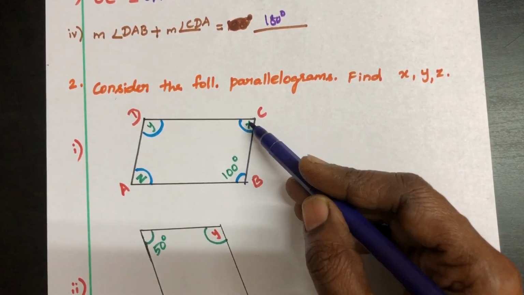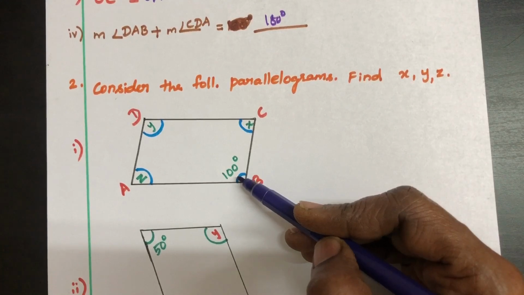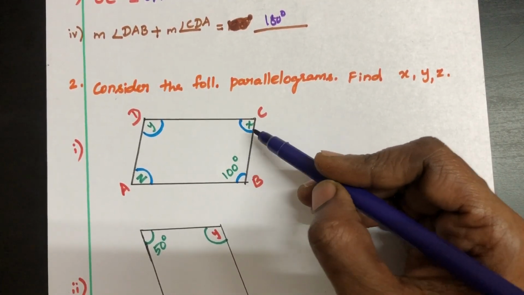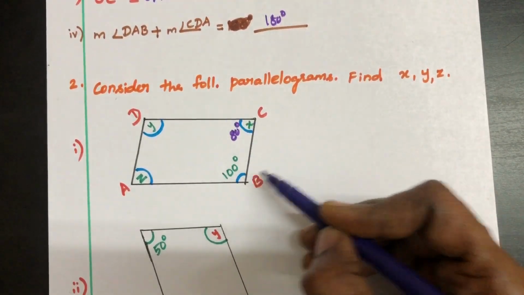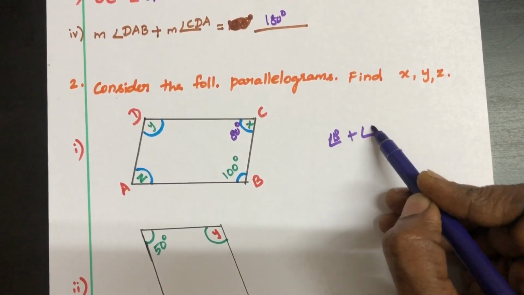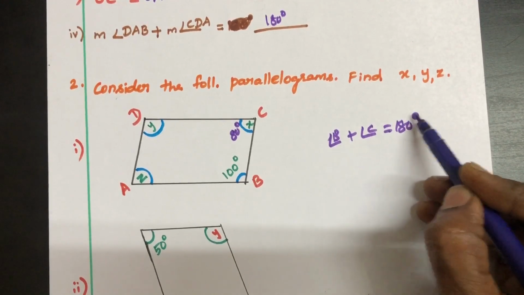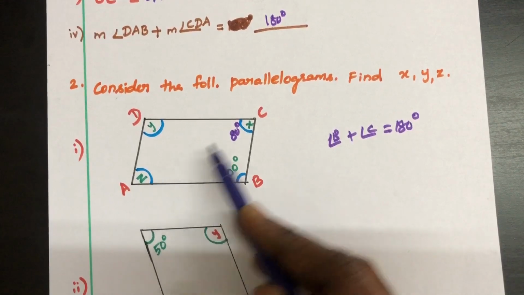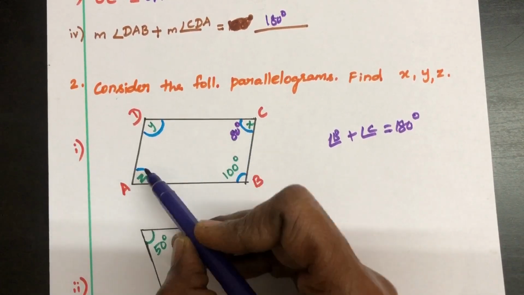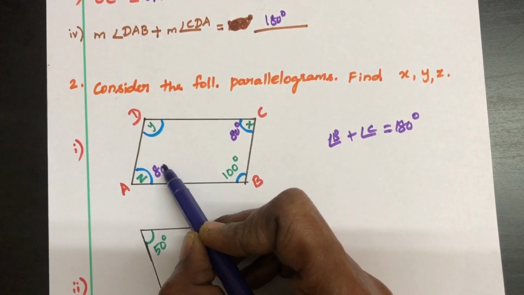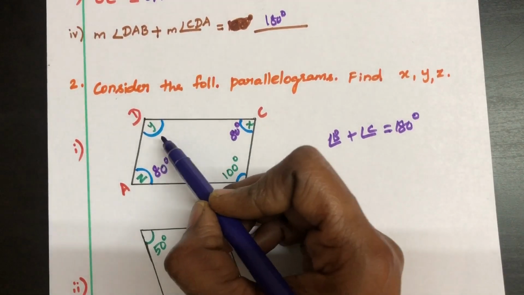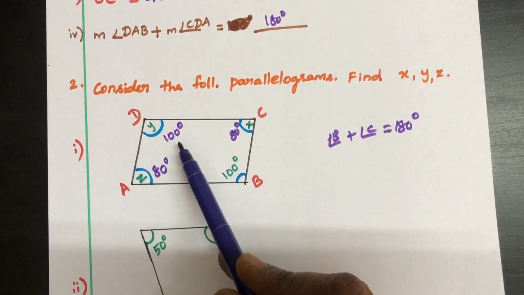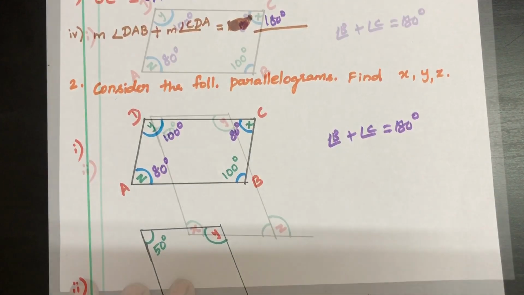See, adjacent angles are always supplementary. If this is 100 degree, which number makes this 180 degree? It must be 80 degree, right? Because angle B plus angle C is equal to 180 degree. Also, opposite angles are always equal in a parallelogram. So, it is 80 degree. If this is 100, this is also 100 degree. So, X equal to 80, Y equal to 100 and Z equal to 80 degree.